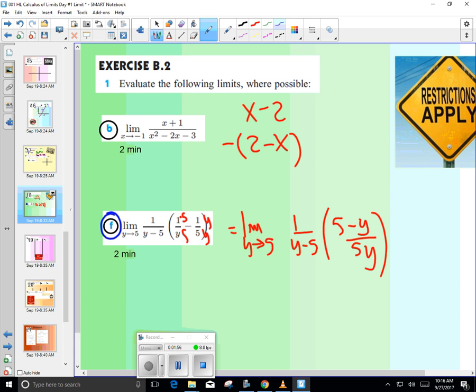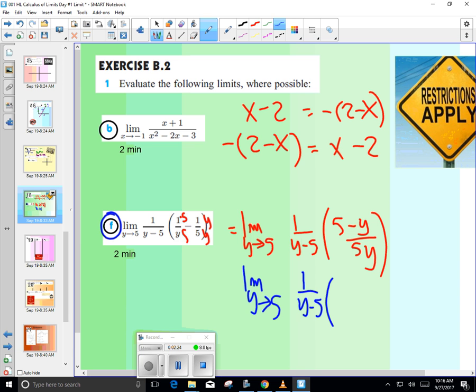Yeah. So what's the opposite of 2? Negative 2. What's the opposite of x? X. So now are these two equal? They are. So if you switch the order and take the opposite, you can say those are equal. So that's what I'm going to do here. I'm going to take the limit as y approaches 5 of 1 over y minus 5, and it's going to be the opposite of y minus 5 over 5y.